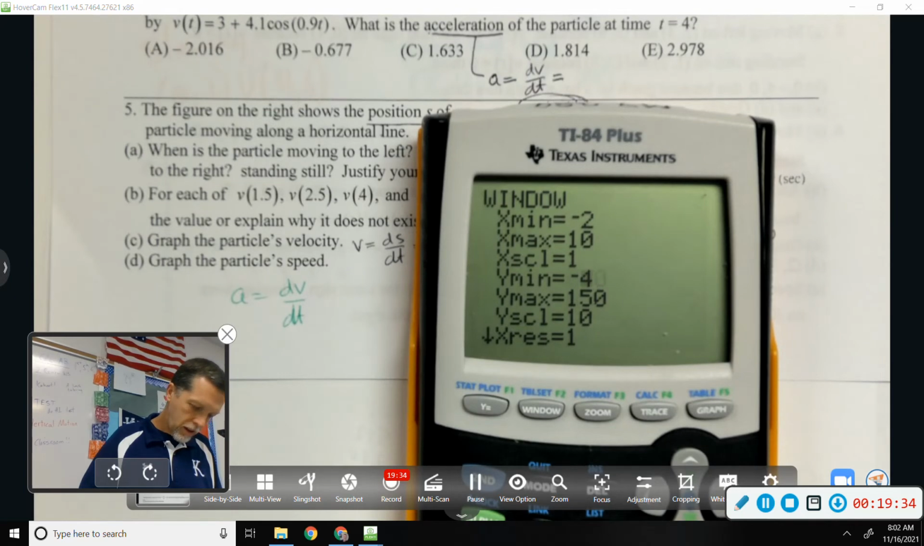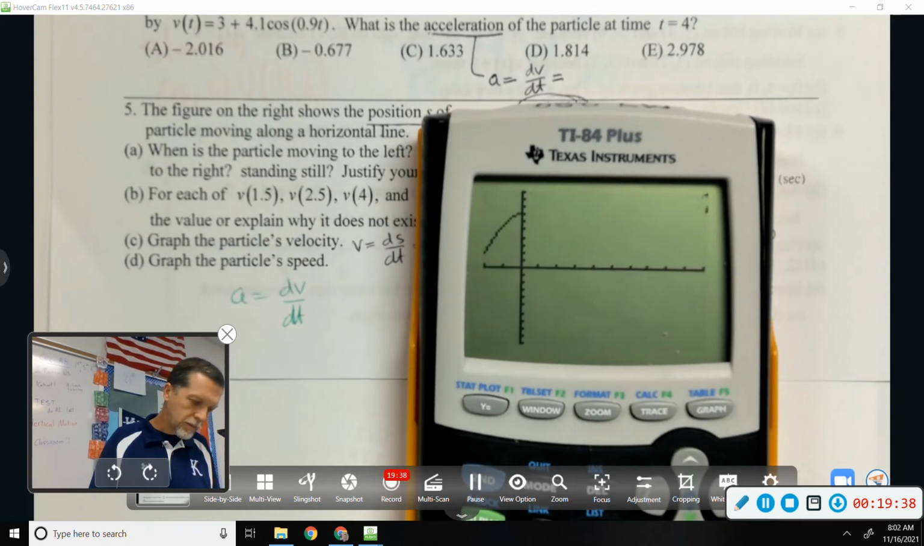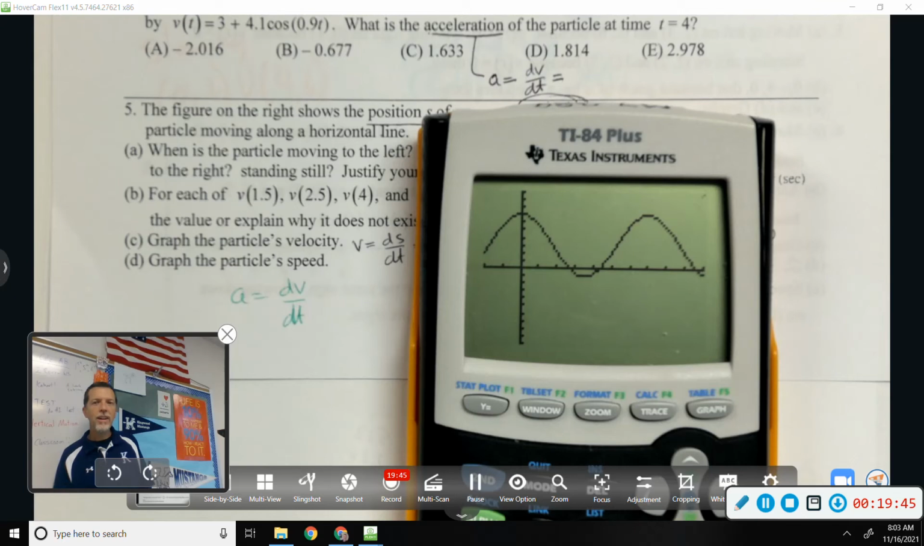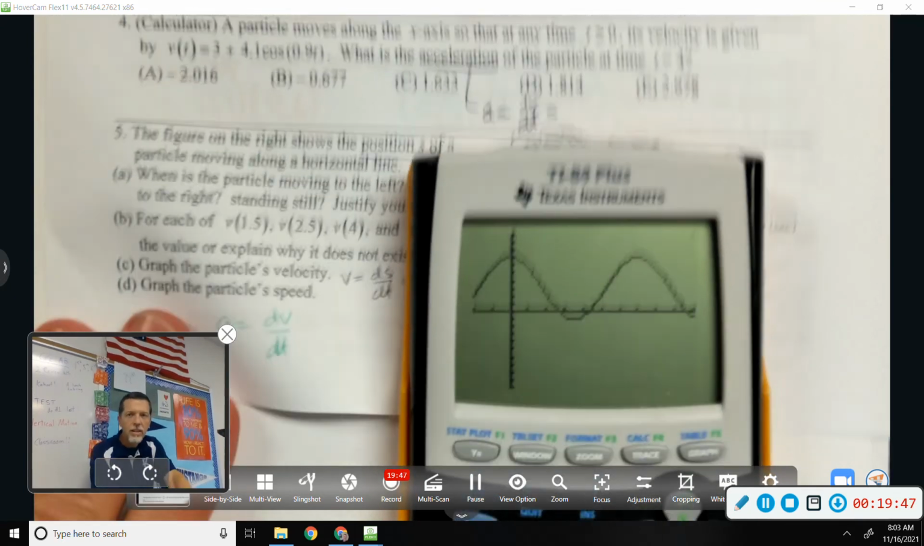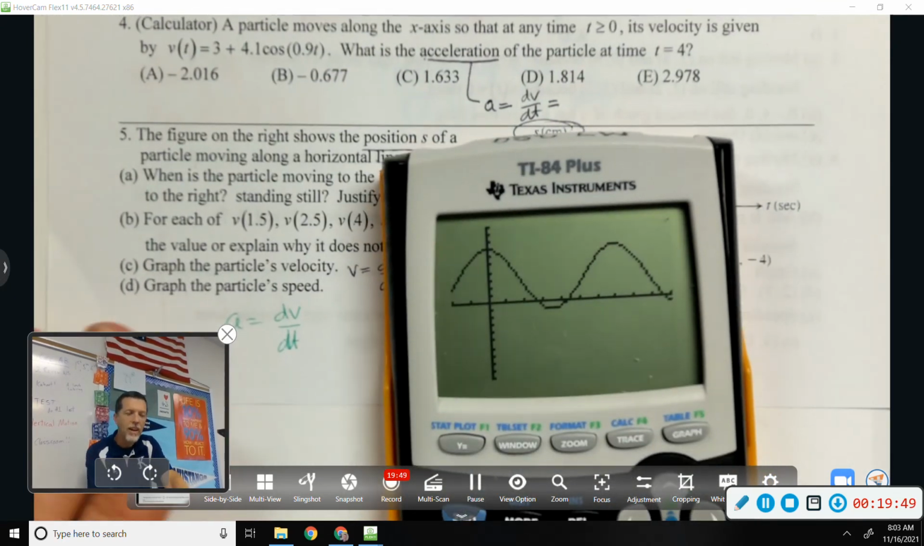Let's see, I don't know if this is a good scale or not, but we'll just try it. So how do I use my calculator to find the derivative of that graph? Do you know where it's located?